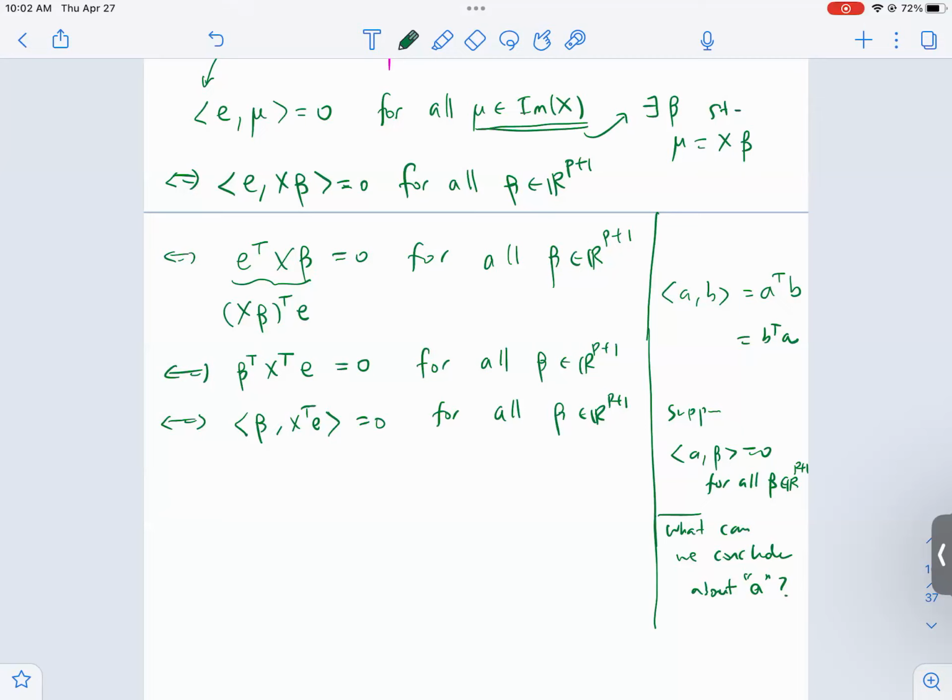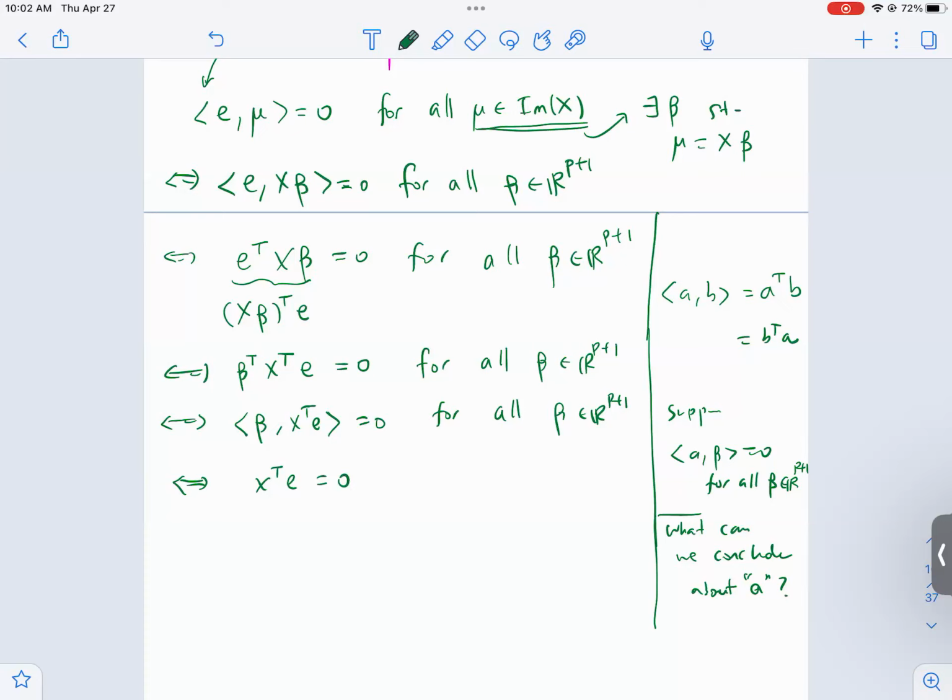Great. Why? If you multiply anything by zero, zero definitely satisfies this, right? Zero is the correct answer. Can you argue a little bit why? The only vector that's orthogonal to every other vector is zero. Zero definitely satisfies it because plugging in zero gives zero. But I want to conclude that it's zero, so I have to know that there's no other vector that does this. Can you argue that? This is equivalent to X transpose E being zero.